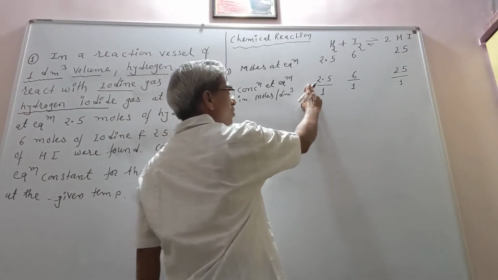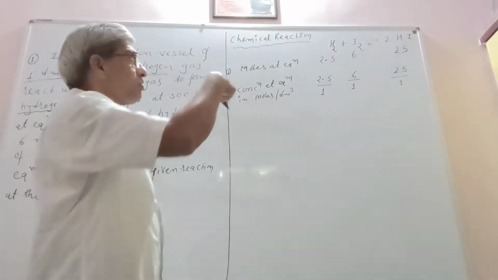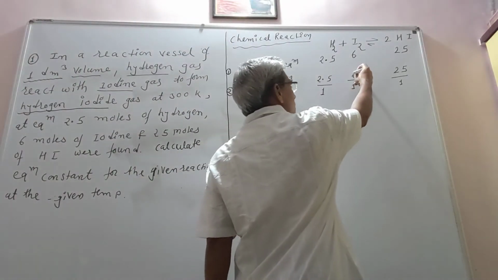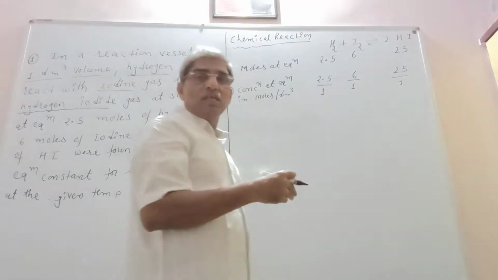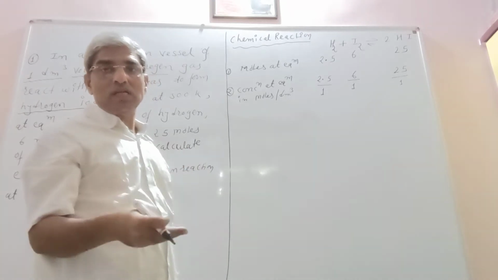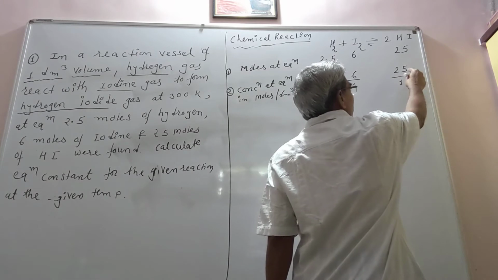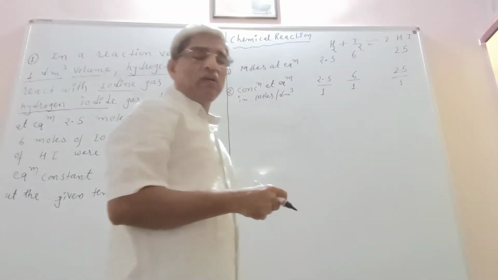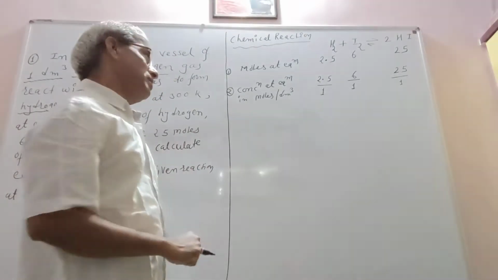Here number of moles are 2.5, volume is 1, therefore 2.5 divided by 1 is nothing but concentration of H2 at equilibrium. Similarly, 6 moles of I2 divided by 1 volume, means 6 by 1, is the concentration in moles per dm cube at equilibrium. Similarly, concentration of HI, 25 moles at equilibrium, volume is 1. Therefore, 25 divided by 1 is the concentration of HI at equilibrium.